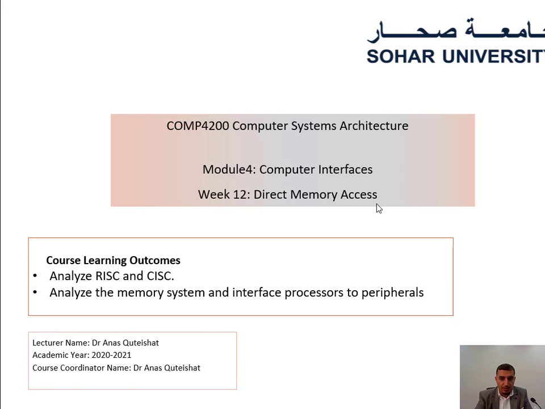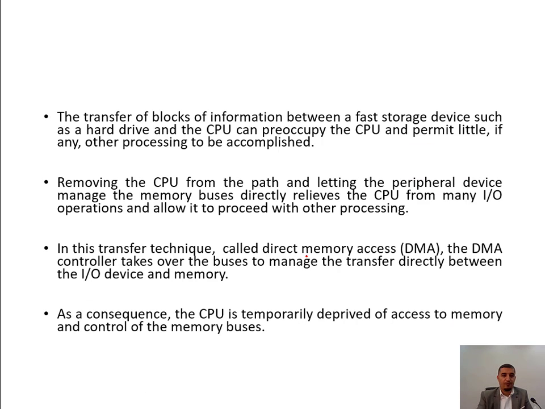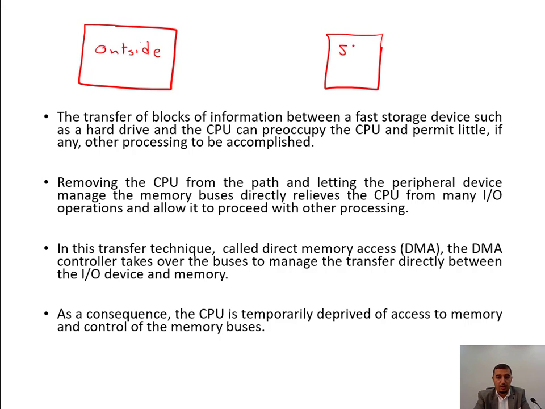Today we are going to talk about direct memory access and its role in a computer system. This direct memory access is part of the computer interface system. Now, assume that we want to transfer information from the outside world to our hard drive, which is our solid state disk inside our computer.